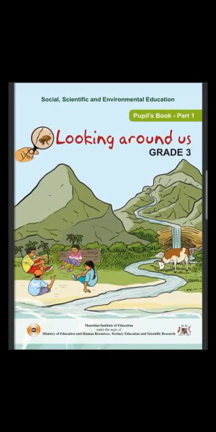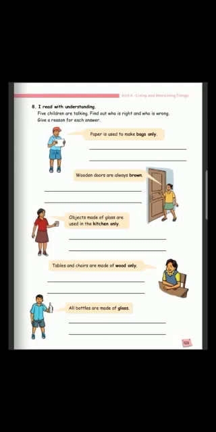So we are going to finish with the MIE book part 1 today. Be ready with your book, copybook and pencil case. Open your book on page 123, the last page of the book. We are going to work this out together. Exercise number 8. I read with understanding.